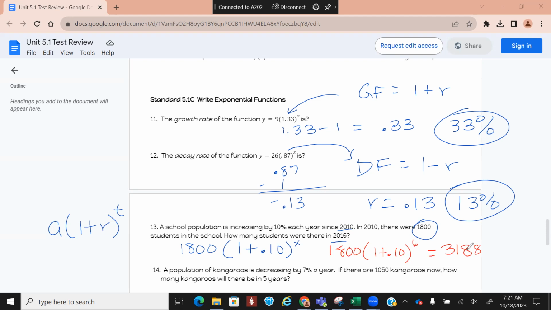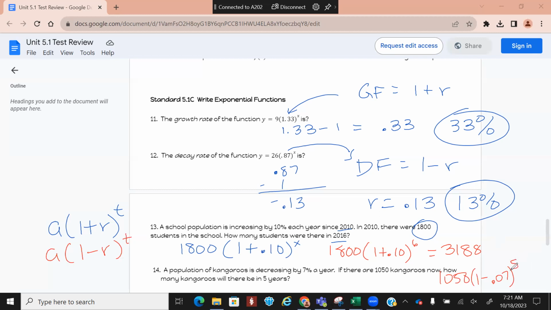14, it says a population of kangaroos is decreasing by 7%. Okay, so when we're decreasing, we're using that 1 minus R. If there are 1,050 kangaroos now, how many kangaroos will there be in 5 years? So this formula is going to be our initial, which is 1,050 times 1 minus our R, which is 0.07. And we're going to raise it to the 5th power because they told us 5 years.